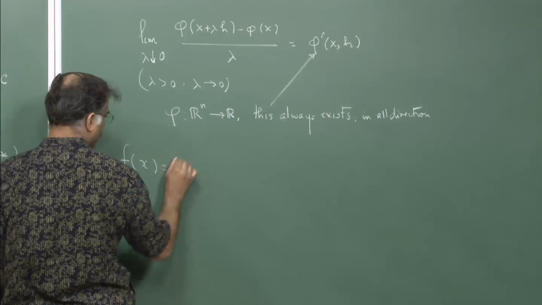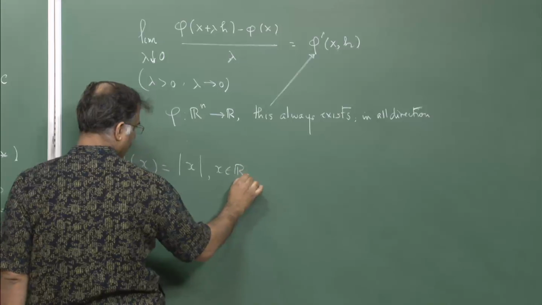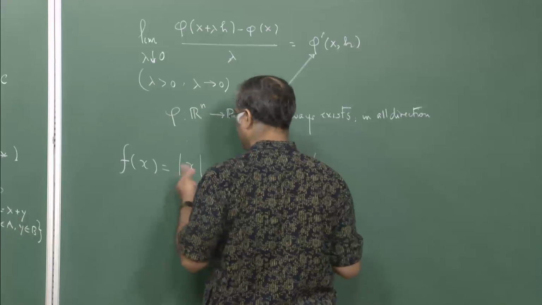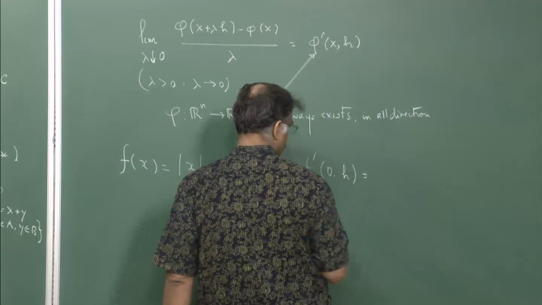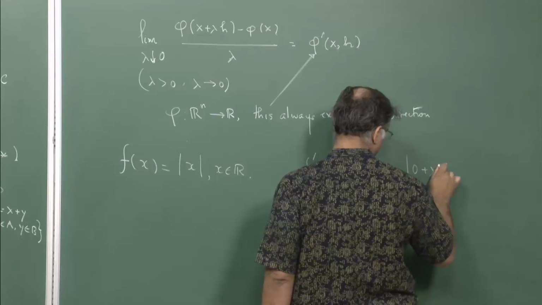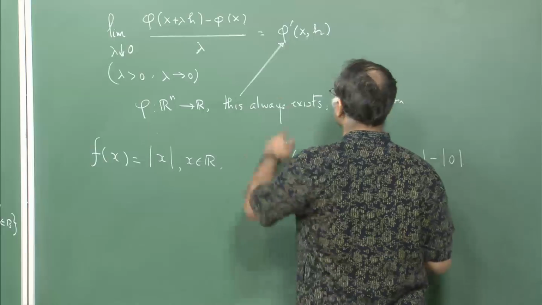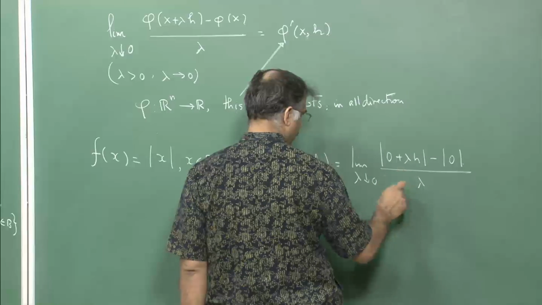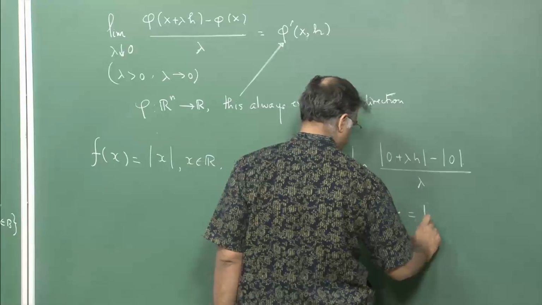For example, if phi of x is the absolute value of x and you try to compute the directional derivative in direction h at 0, because 0 is the point where you do not have the derivative. It is the limit of mod of (0 plus lambda h) minus mod of 0, because phi of 0 is 0, divided by lambda. So, basically it finally means lambda times mod h, since lambda is positive, divided by lambda, which is mod h, in the limit.